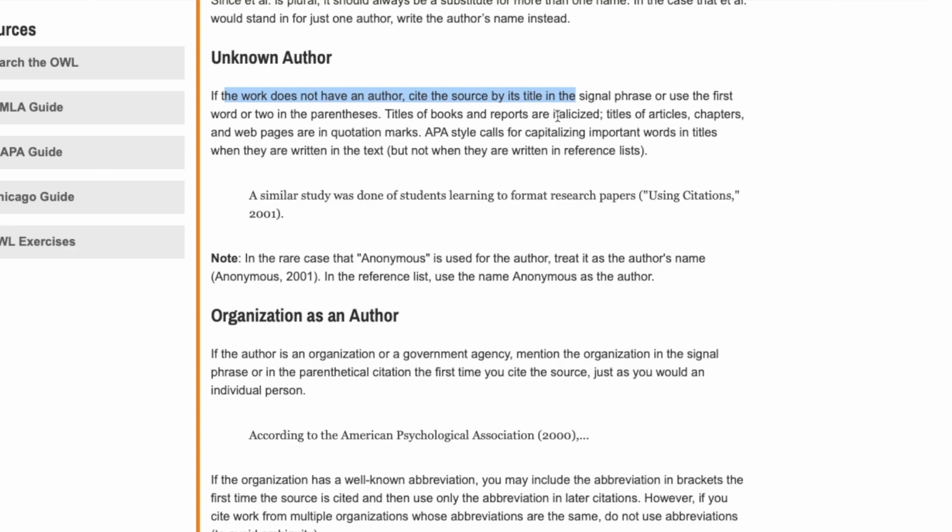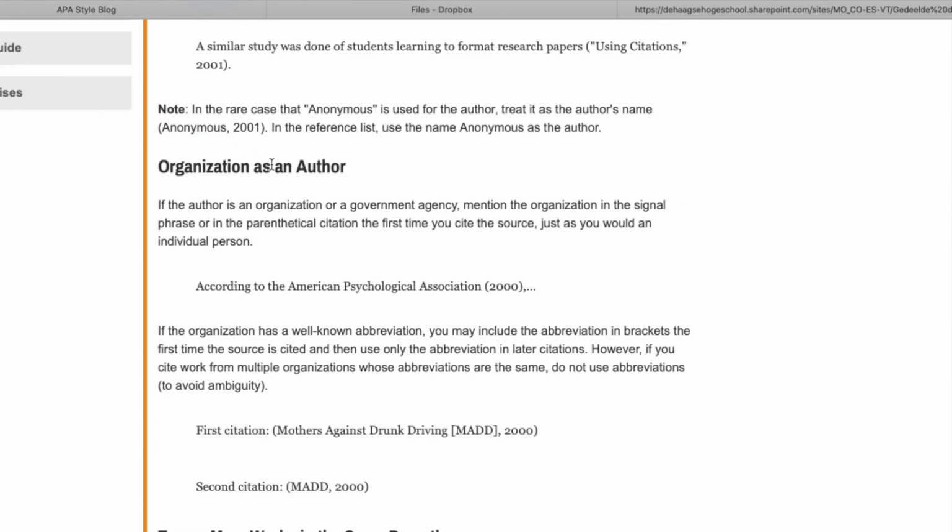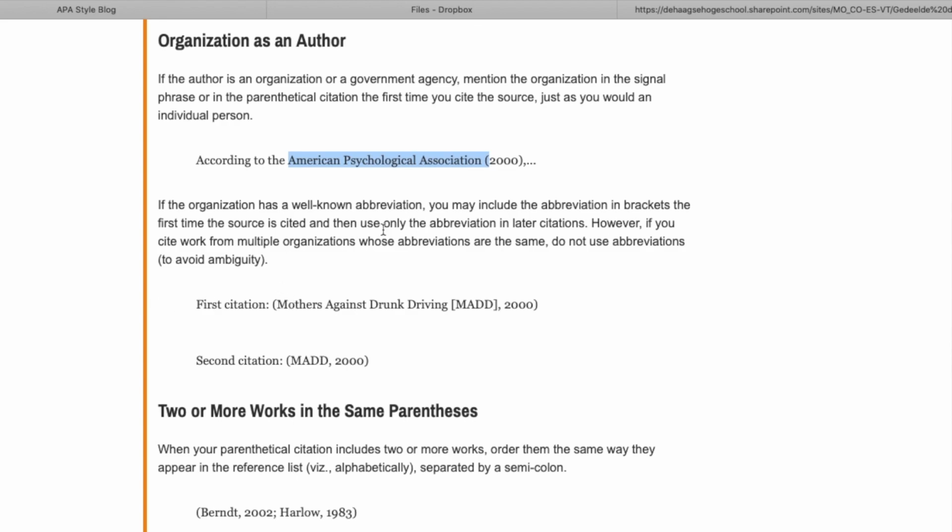Titles of books and reports are italicized. Web pages are in quotation marks. If the organization is an author, some of you I've seen have citations that come from an organization. You can cite the organization, so, for example, the American Psychological Association, 2000. Or if the organization has an abbreviation, you can spell it out first, indicate the full name, and then use the abbreviation going forward.